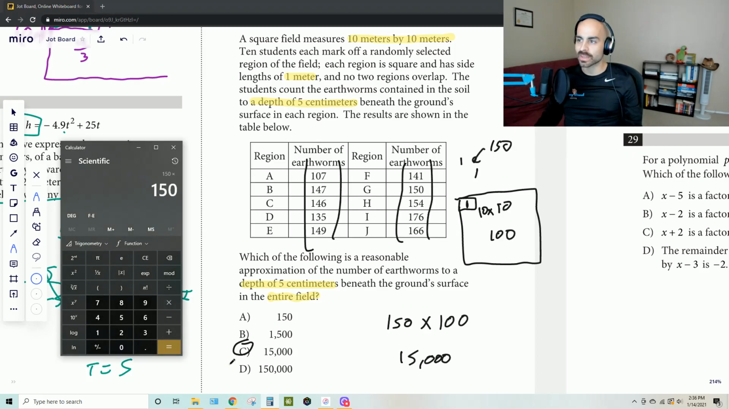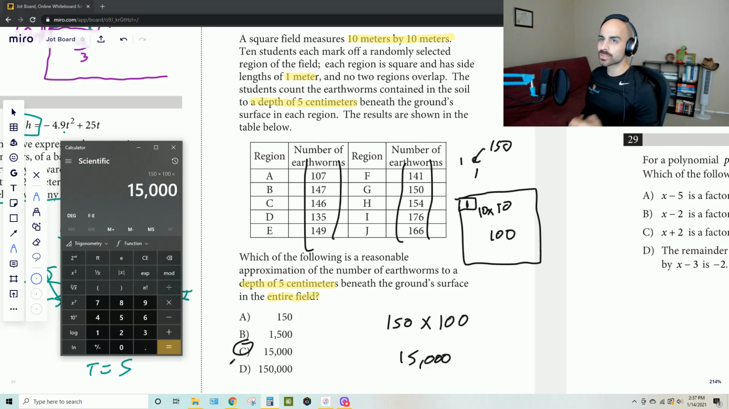150. I'm one of those that, you know what, I'm going to multiply it and make sure that I got it right, even if it seems simple, just to make sure I get it right.